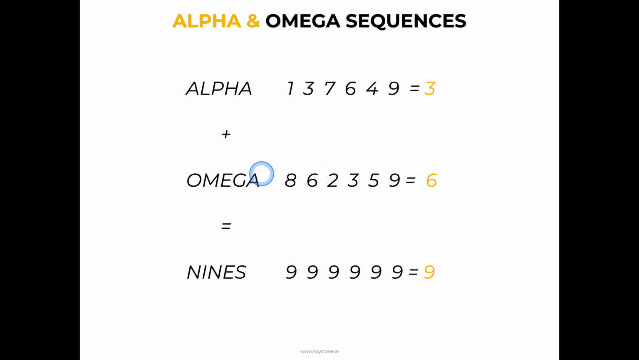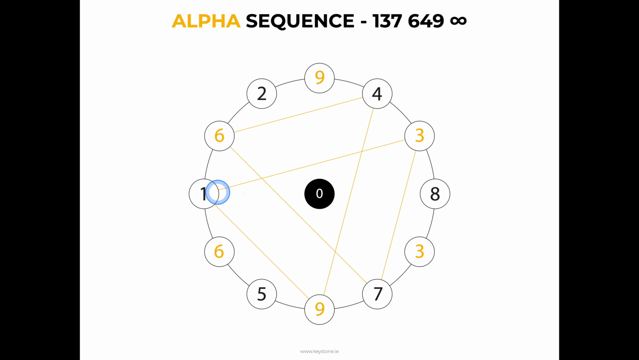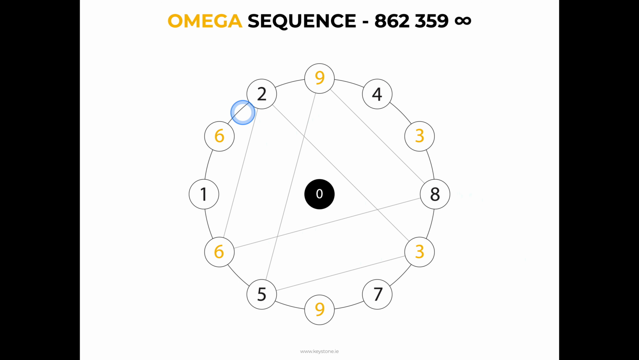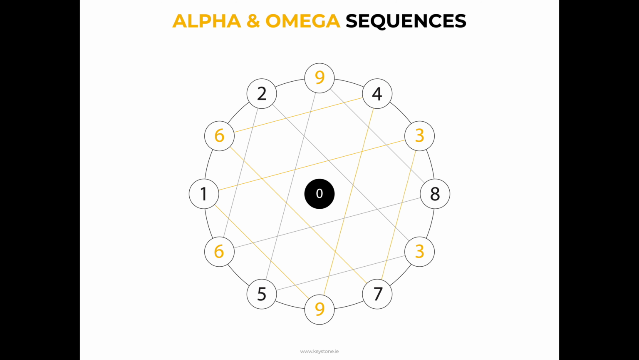Tallied up, it gives us the number 3. We have an omega code, which is its equal opposite, 862359, which gives us 6. And we have a code of 9s, which gives us 9s. So our alpha sequence: 1, 3, 7, 6, 4, 9. Our omega sequence: 8, 6, 2, 3, 5, 9. And of course, we put the 2 together, and this is what we find.